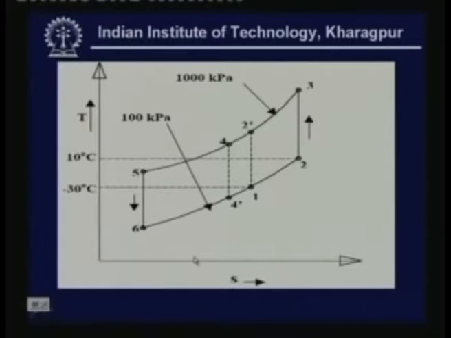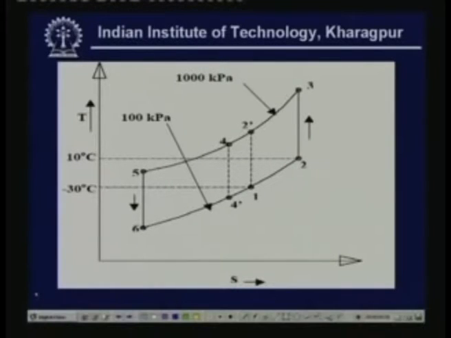Now, let me show the cycle on TS diagram. As I said, the second step is to show the cycle. So, here I am using a TS diagram, and let me explain the various processes. Let me begin at this point. This is the inlet to the compressor.